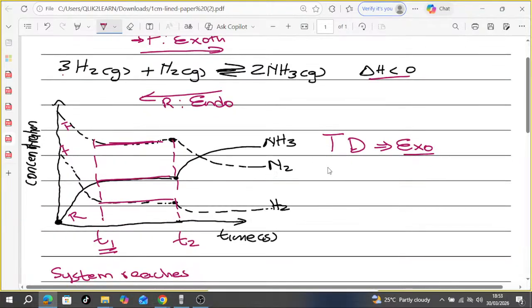So on this one, therefore, the forward reaction is favored. Right. So since the forward reaction is favored, the concentration of the product will increase. So therefore, the N.